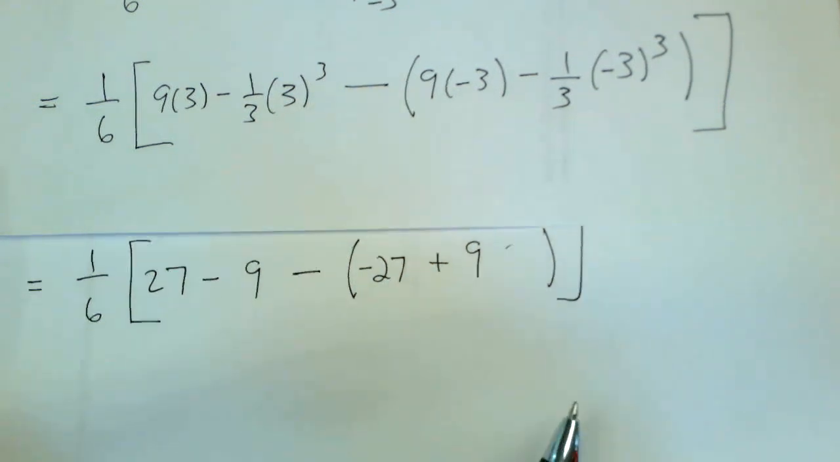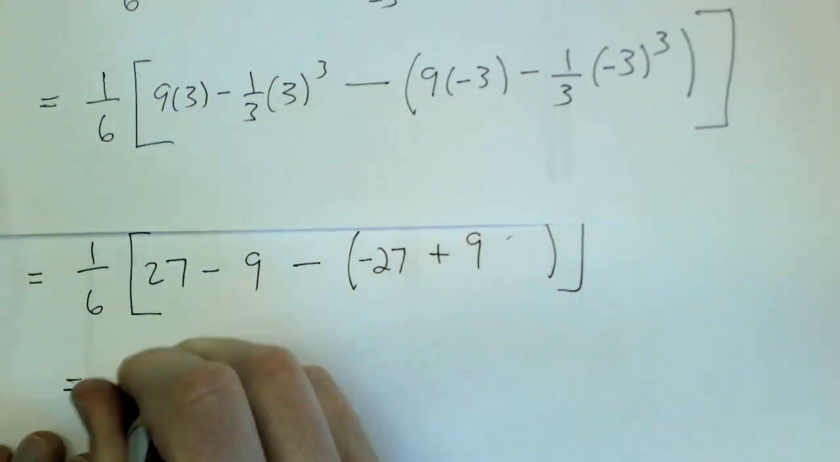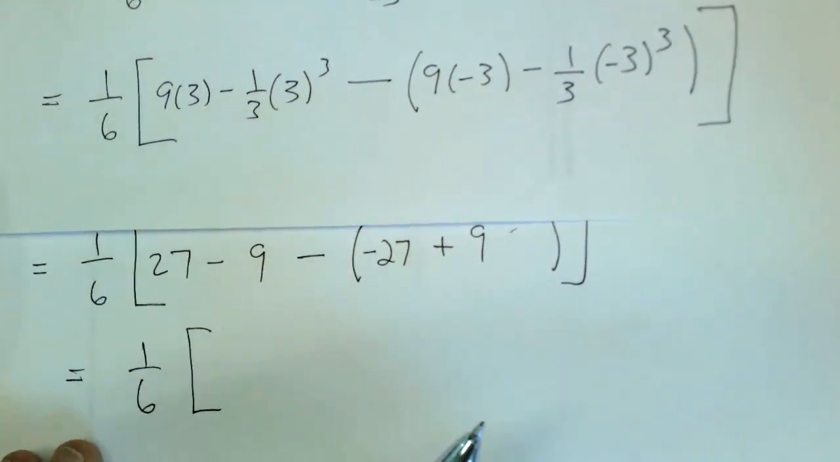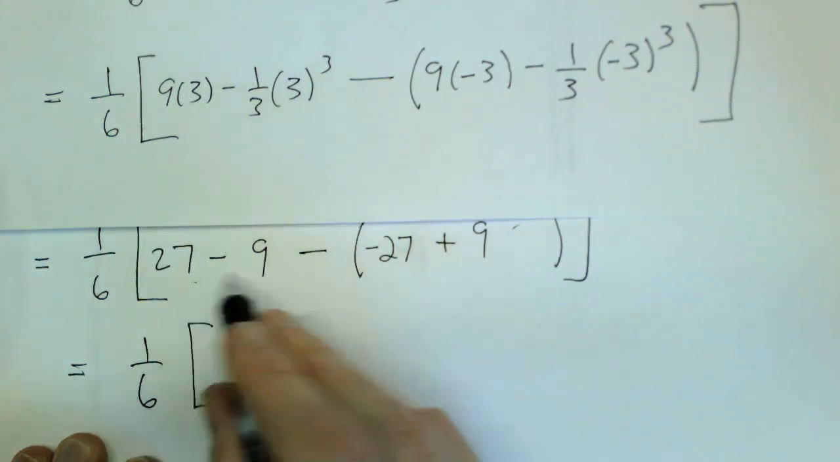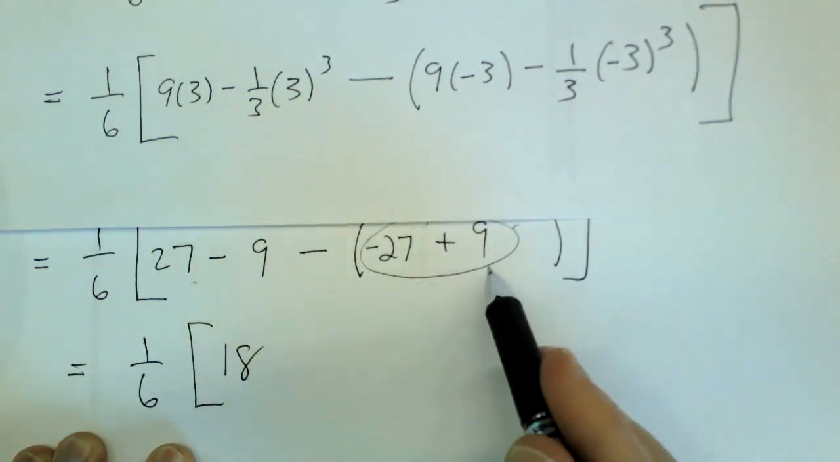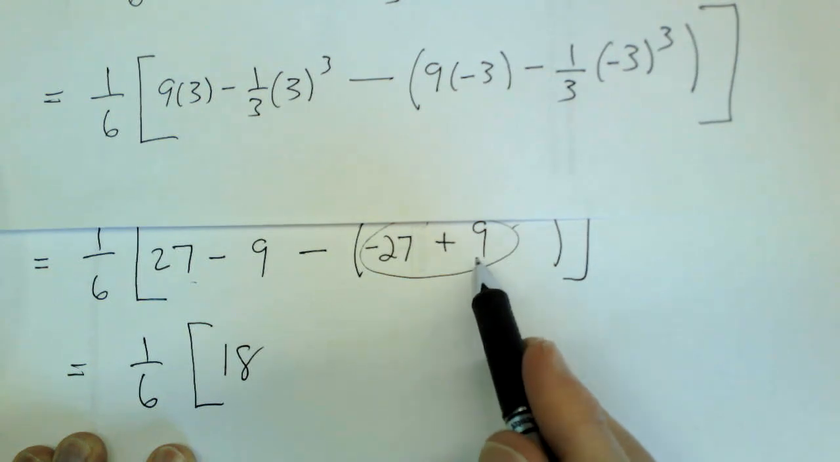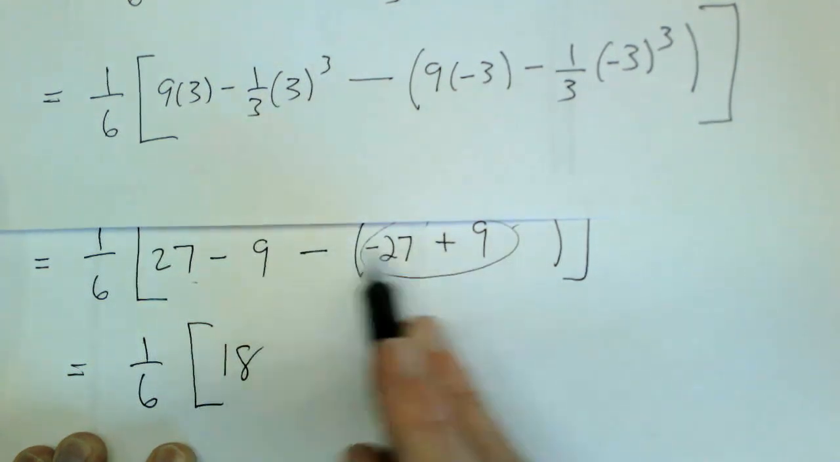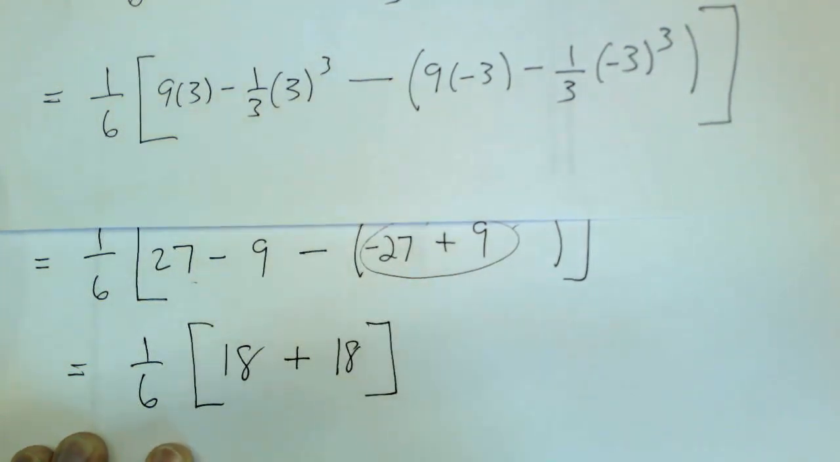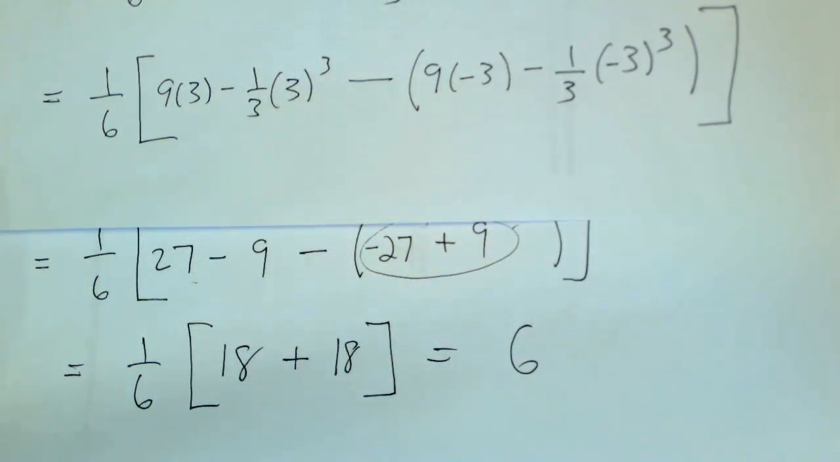So that's 1/6. Let's see what's going on here. I got 27 minus 9 is 18. -27 plus 9 is -18. But then it's minus -18, so it's actually plus 18. Okay, so it's 1/6 times 36, which is 6.